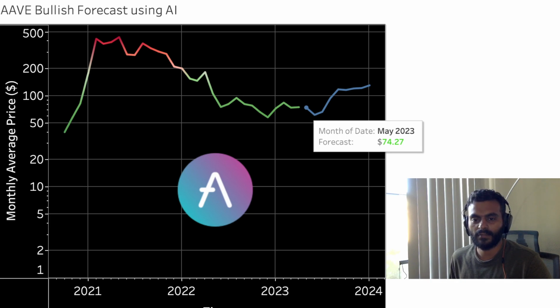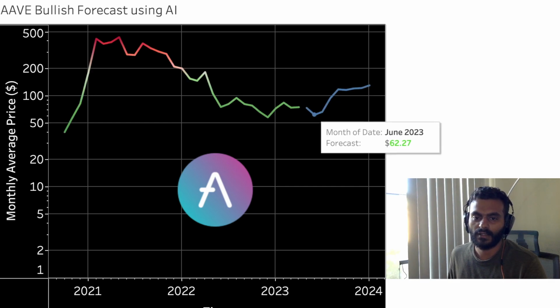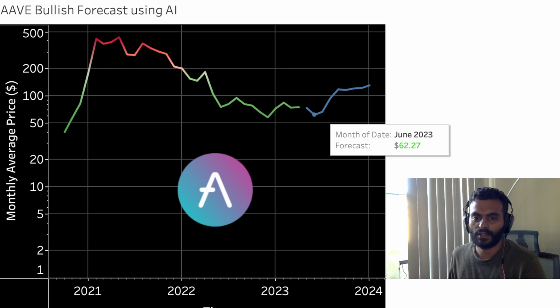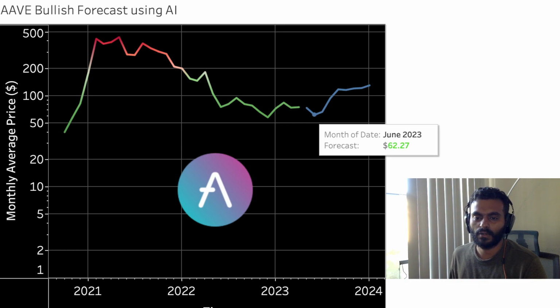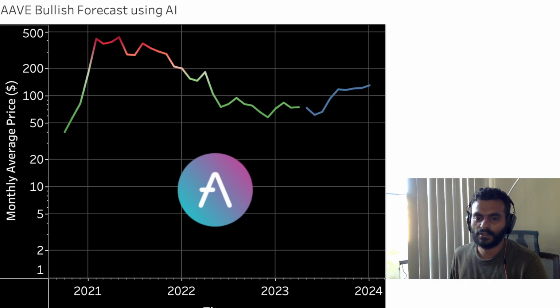So let's get started. In May of 2023, the forecasted value is 74 US dollars. Yeah, so that is almost the exact same price as where we are currently at. In month of June, the price is forecasted is 62 US dollars. So the crash is kind of tempered: instead of 52 we go down only to 62 in this scenario. In July the forecast is 67 US dollars.